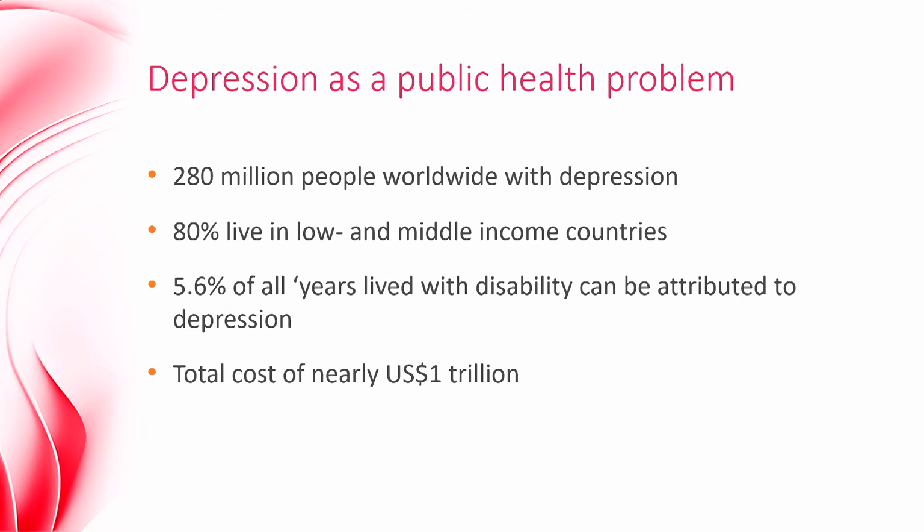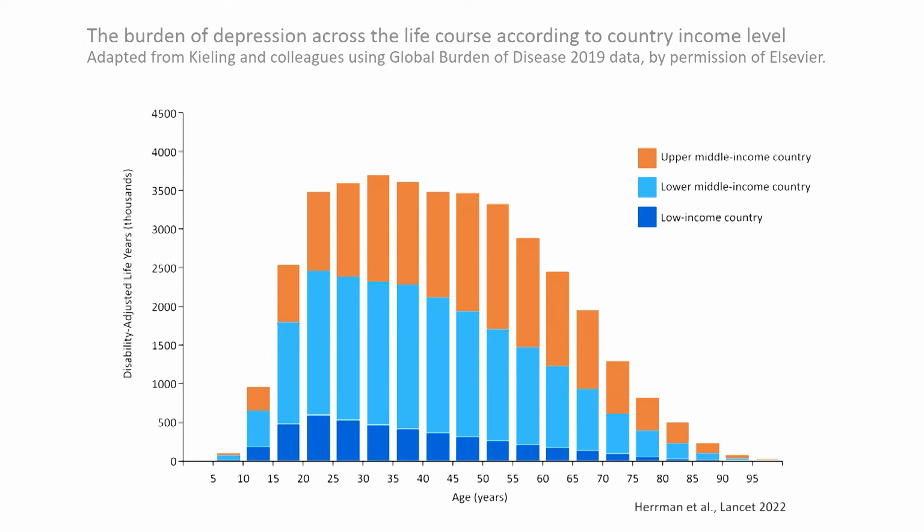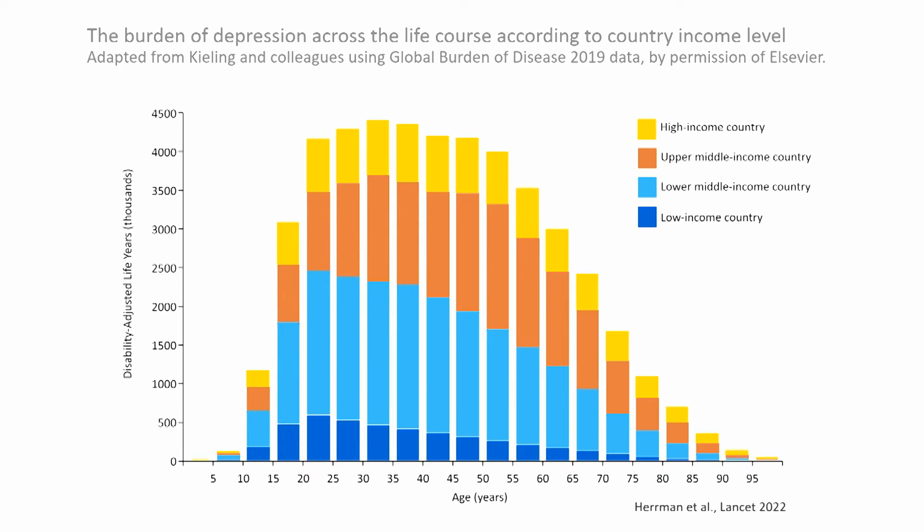So, briefly, depression is a huge public health problem with millions of people suffering from it all over the world. Most of them live in low and middle income countries. More than 5% of all years lived with disability caused by all health conditions are caused by depression, and it's enormously costly. What you can see from this graph is that by far the majority of the disease burden is in low and middle income countries.